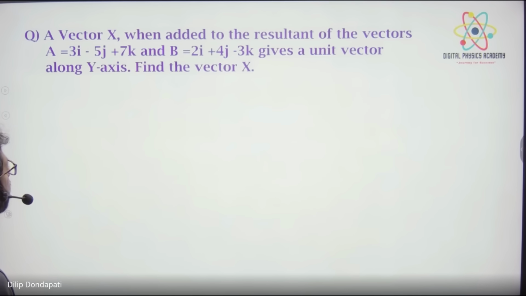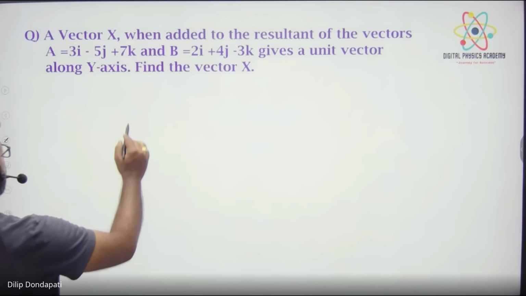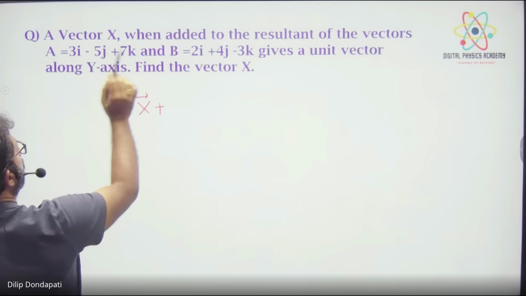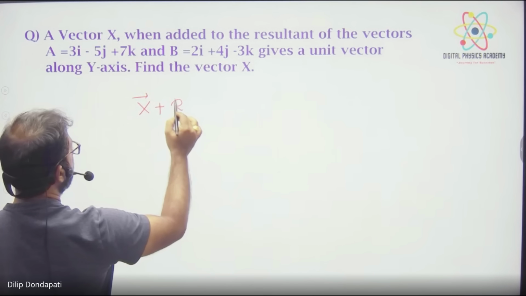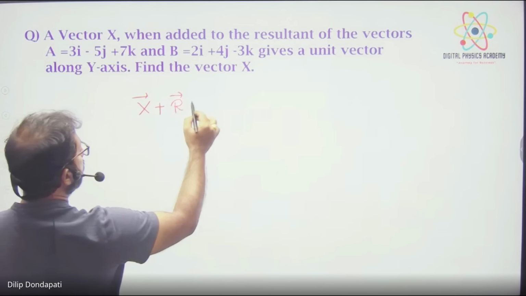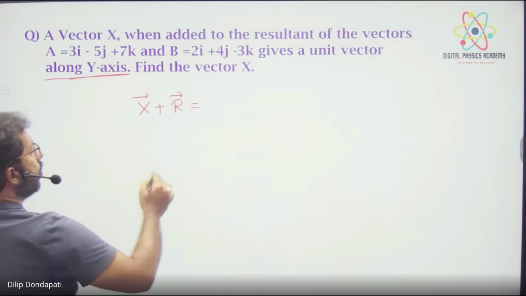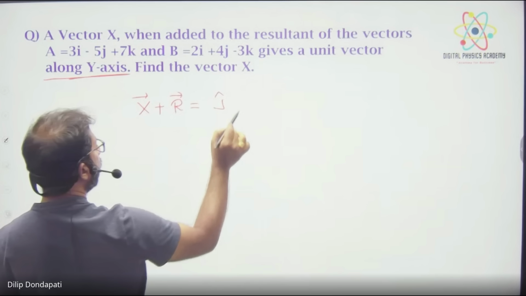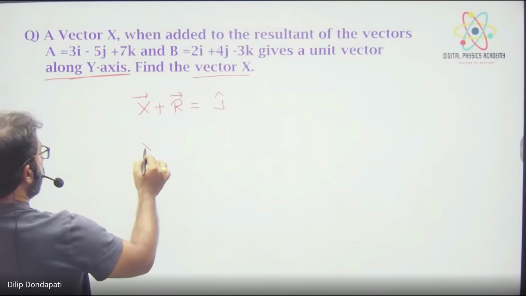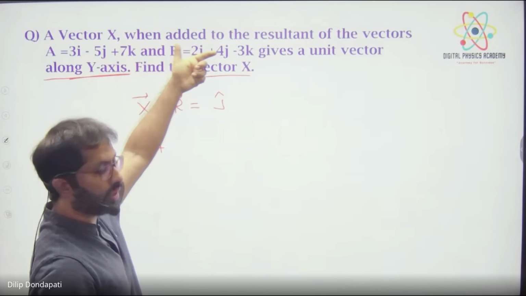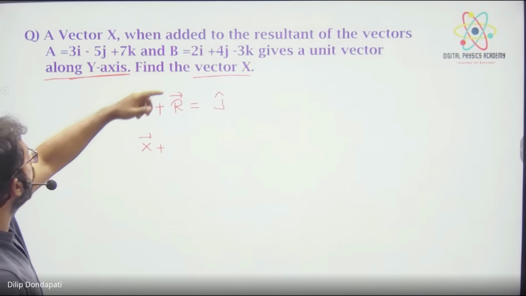A vector x when added to the resultant of two vectors. So one vector x is there, added to the resultant of two vectors. We are adding the resultant. It gives a unit vector along the y direction. The y direction unit vector is j cap. He is asking what is the value of x. X vector plus resultant. Resultant means simply add the two vectors.